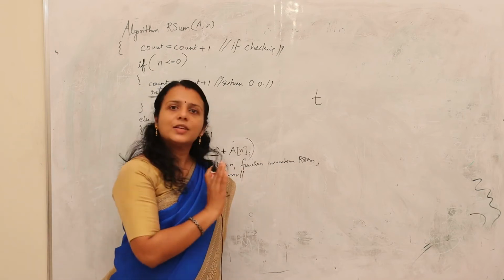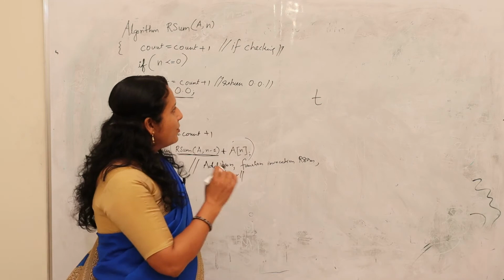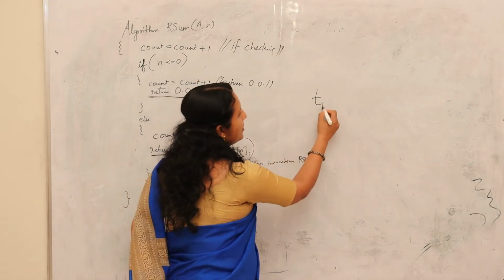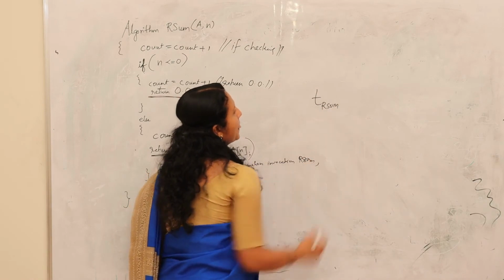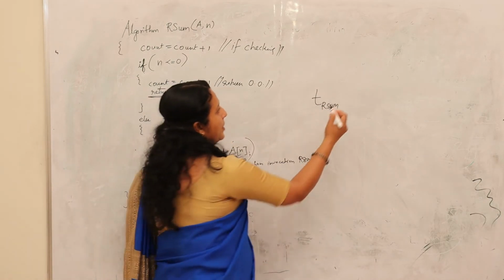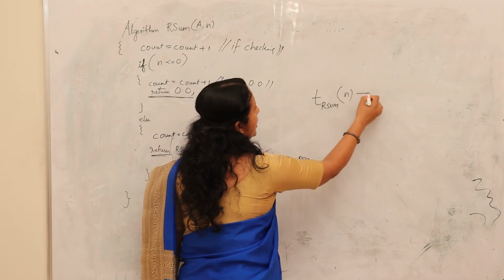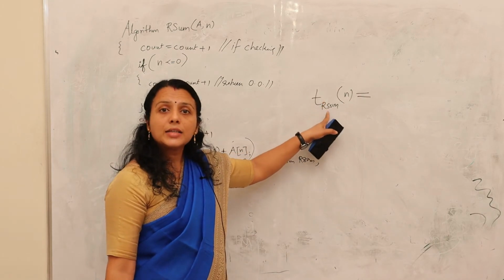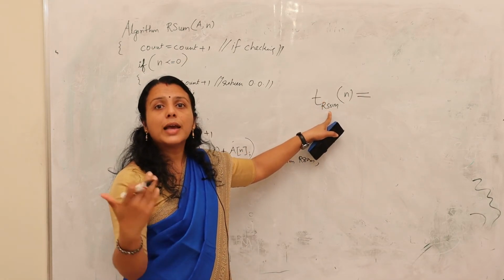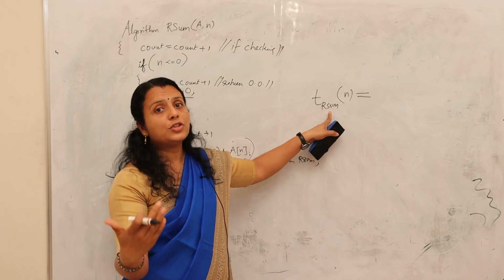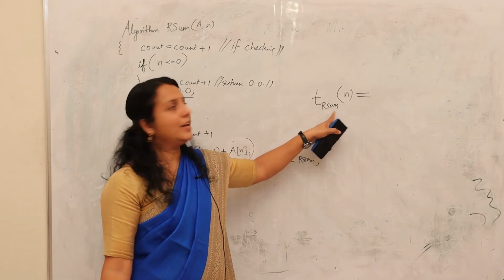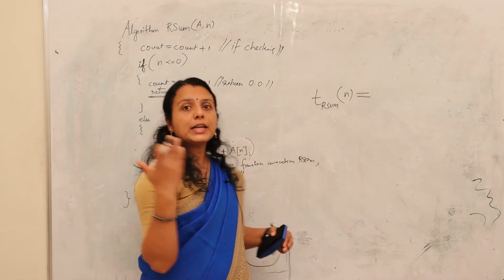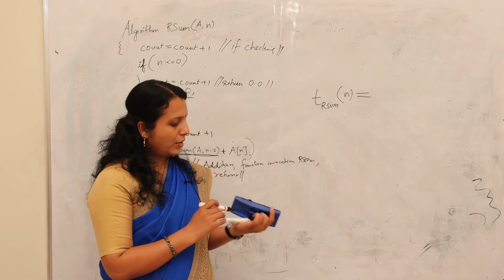So that is the case with time complexity also, and this time complexity is represented by small t, and the name of the algorithm is written like that, RSUM. Okay, small t RSUM, and this is for what? We are going to calculate the time complexity for the RSUM program, and this RSUM program is written for calculating the summation of n numbers present in that array. For that purpose we have written n. Okay, so when your array contains n elements, what is happening?